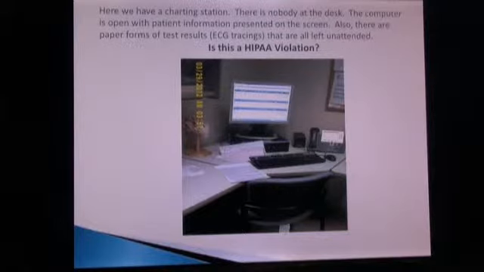Here we have a charting station. There is nobody at the desk. The computer is open with patient information presented on the screen. Also, there are paper forms of test results, EKG tracings, that are all left unattended. Is this a HIPAA violation?